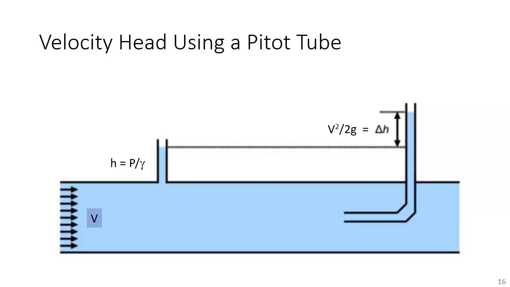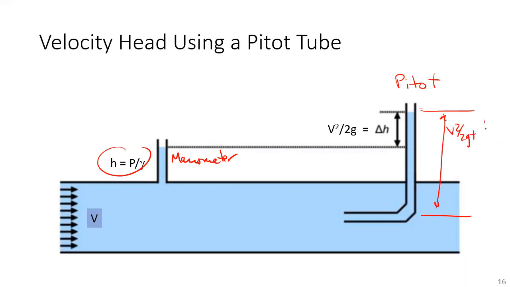You saw this in the open channel flume, but we use what's called a pitot gauge. And if you ever fly again, if that's even going to happen, just below the cockpit you will see a pitot tube sticking out of the airplane. And that helps us measure velocity. How? If this is the manometer, it's measuring P over gamma. A pitot tube measures V squared over 2g plus P over gamma.